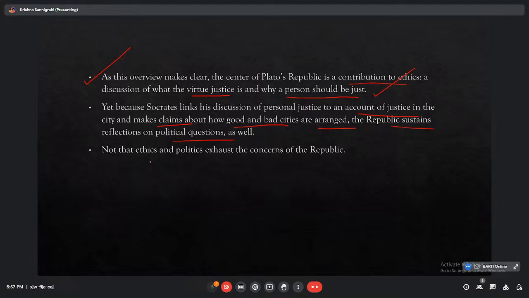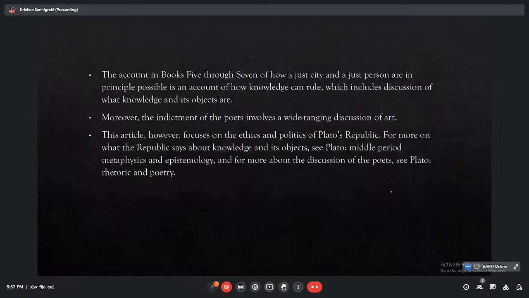Now, not that ethics and politics exhaust the concerns of the Republic. The account in Books 5 through 7 of how a just city and a just person are in principle possible is an account of how knowledge can rule, which includes discussion of what knowledge and its objects are. Moreover, the indictment of the poets involves a wide-ranging discussion of art. This article, however, focuses on the ethics and politics of Plato's Republic.